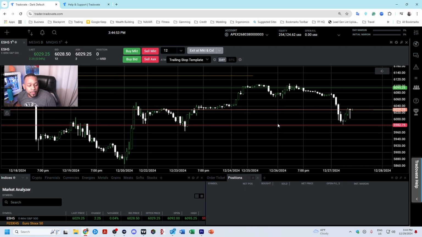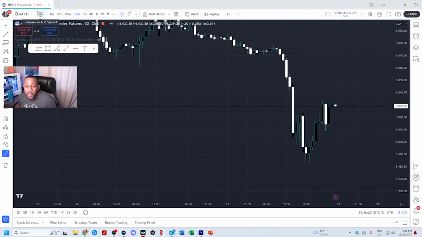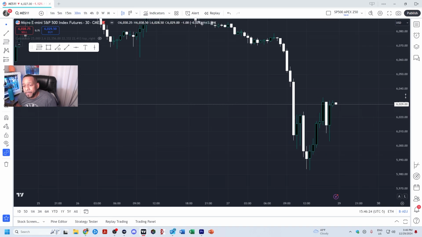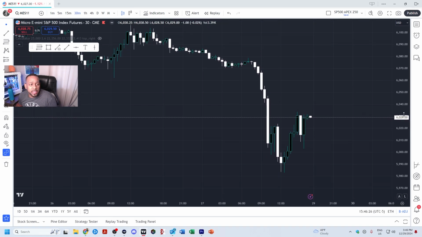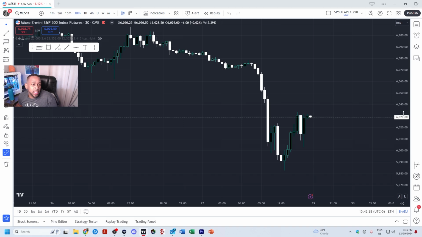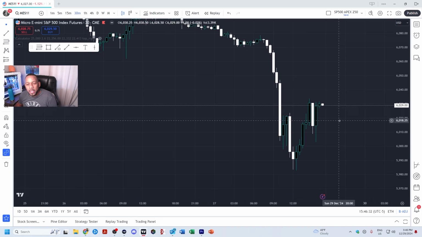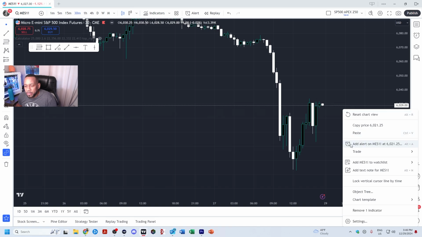Okay. So let's go over here to Tradeview and see what Tradeview has. Okay, here we are. This is MES. This is still S&P. This is the micro mini. So this one, it won't be like a 1 or 2. This would be like 10 or 20. You're able to get in more.